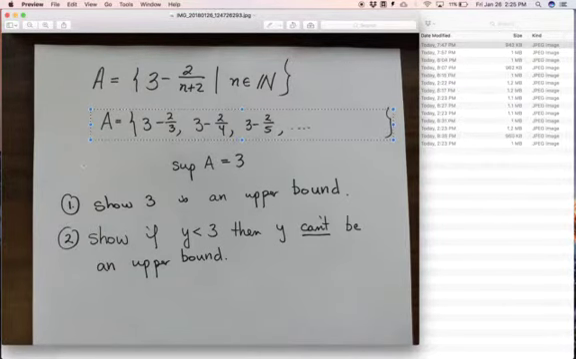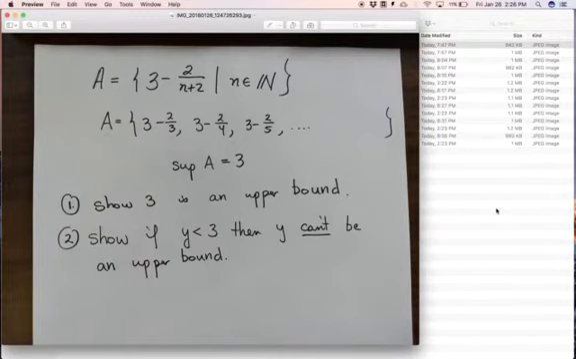So the first step is to show that 3 is an upper bound, and the next step is to show that we can't do any better than that. So in other words, if you said that the upper bound was smaller than 3, like 2.9, then I would have to convince you that 2.9 couldn't be an upper bound. So this might be a good time to pause the video and make sure you understand this second step here, because it can be confusing with the inequalities.